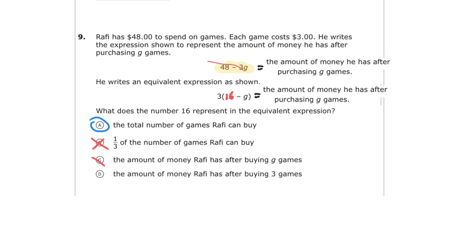Okay, so that's wrong. Looking at answer choice D, the amount of money Rafi has after buying 3 games. Well, one thing you could do is always plug 3 in for G and see what happens. 16 minus 3 is 13, and then it would be 3 times 13, and that would be 39. So the amount of money Rafi would have after buying 3 games would be $39. That is not $16. So answer choice D is gone.